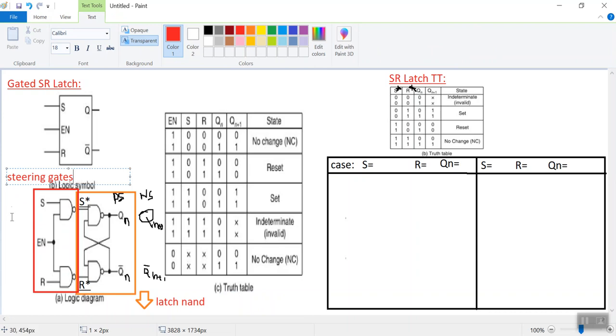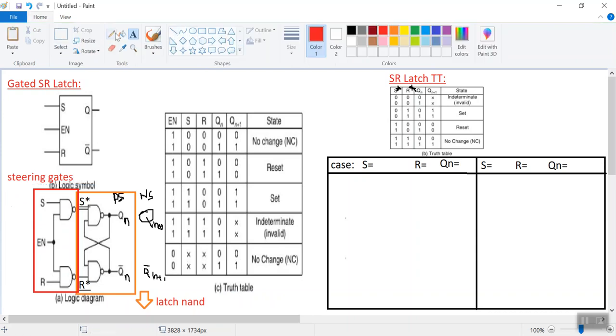So the steering gates I am considering here are NAND 1 and NAND 2. This is my NAND gate 1 and this is my NAND gate 2. NAND gate 3 and NAND gate 4 are nothing but the SR latch built using NAND gates. So this is our basic construction of the gated SR latch.